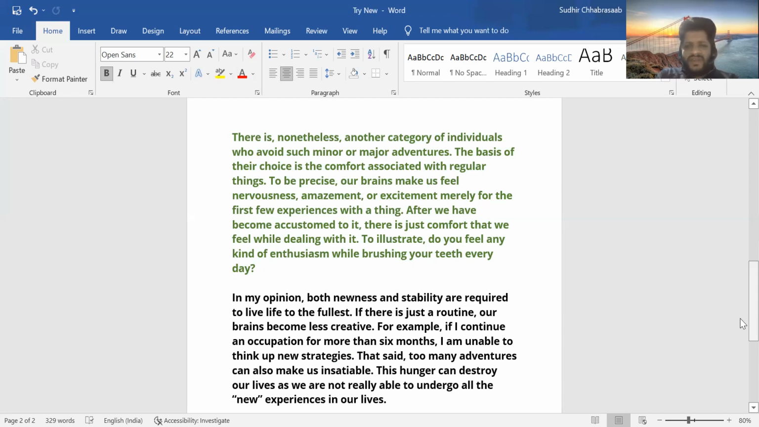To illustrate, do you feel any kind of enthusiasm while brushing your teeth every day? We don't, because we have been doing it for such a long time that it has become something mechanical.